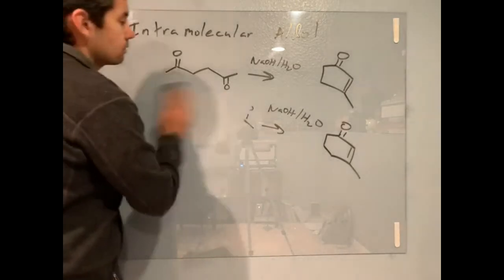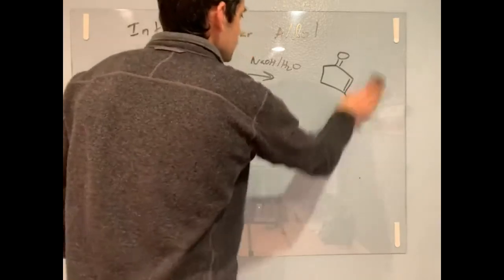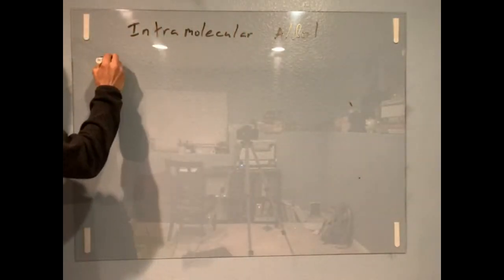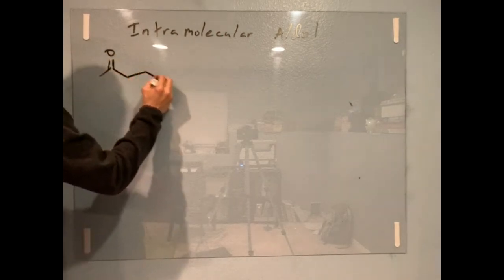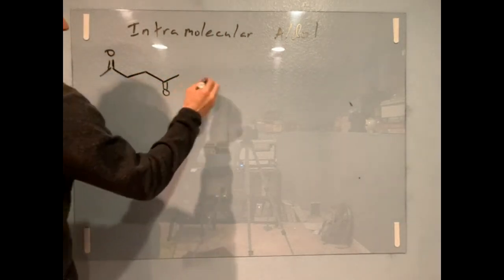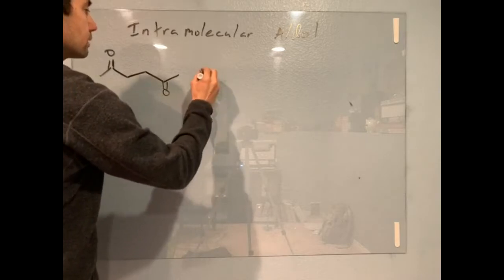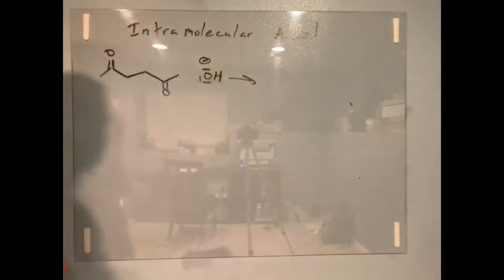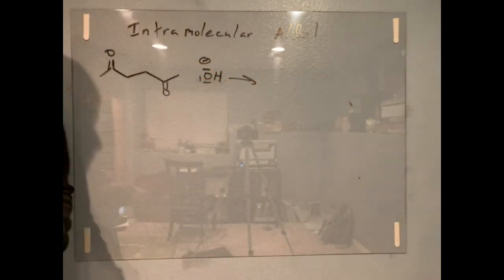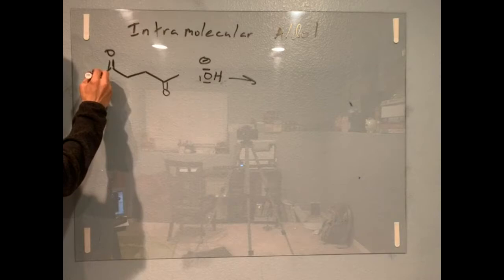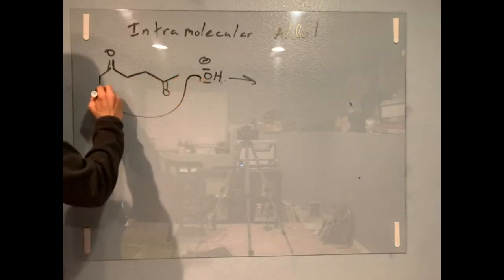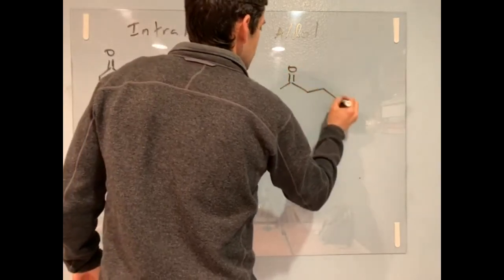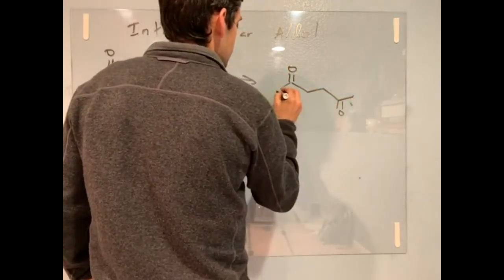So let's go ahead and do our mechanism for that 5-member ring. Just a little more room. Again, by now you should get pretty comfortable with doing the aldol reaction. We'll use a base. We know that we're going to take our base. It's going to react with the alpha carbon hydrogen. We're going to make that enolate. We've seen this multiple times. It should start becoming automatic.